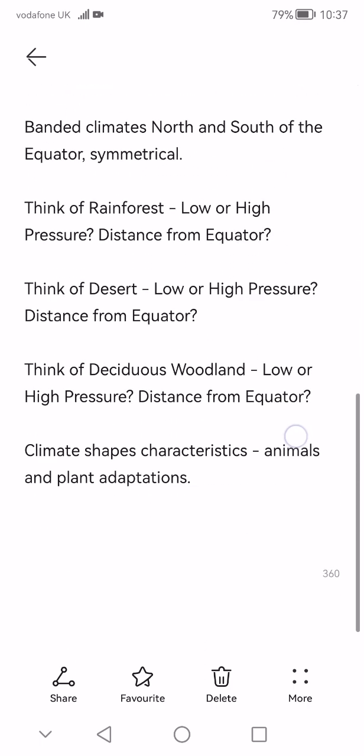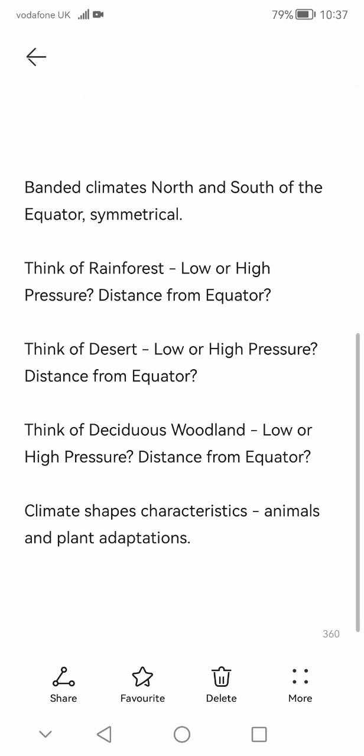We can work out the deciduous woodland is the same climate south of the equator as it is here in the UK, north of the equator. So therefore, it's low pressure, therefore it's mild temperatures, and lo and behold, that's what we get.